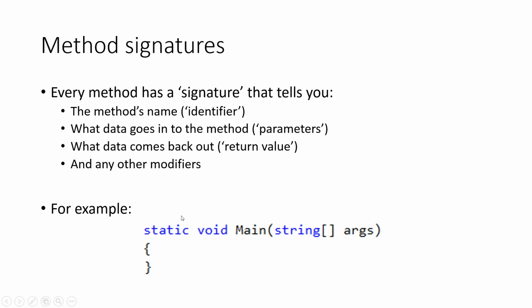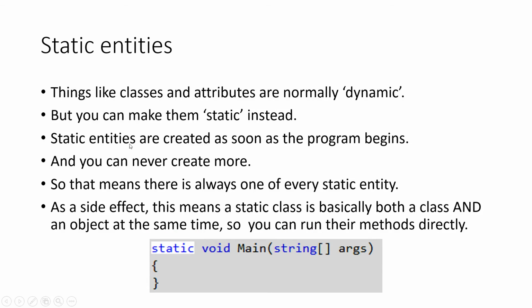There's the modifiers, the return type, the name, and the parameters. So modifiers include things like the word static. Static entities are created as soon as the game or program begins. You can never create another one. So there's always only one of every static entity. So basically it acts as a class and an object at the same time. So what I said earlier about dynamic classes, where the class itself doesn't exist, doesn't apply to static ones. You can use methods of a class directly if it's static.